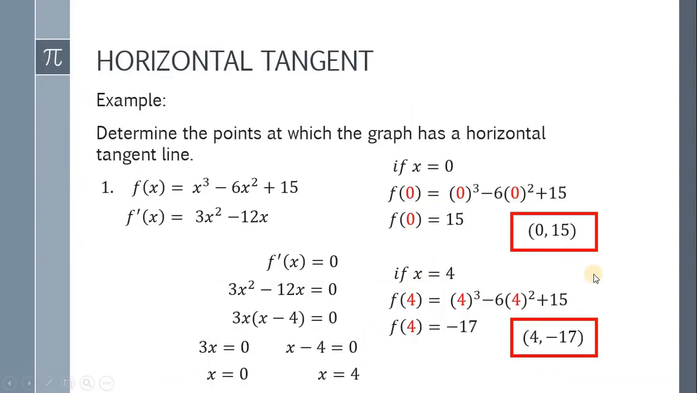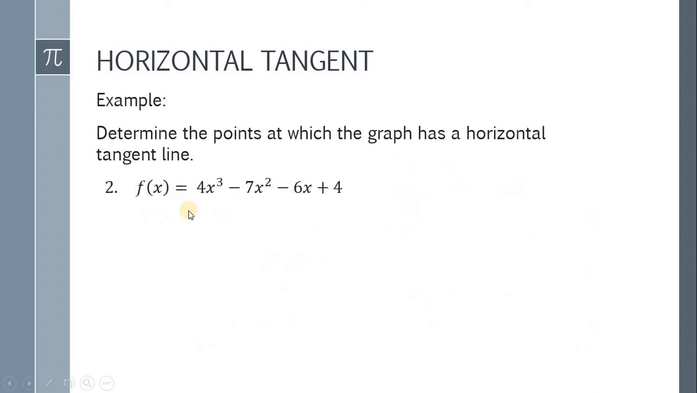Let's have the solution for example number 2. We have f of x is equivalent to 4x cubed minus 7x squared minus 6x plus 4. Now, yung unang kailangan gawin is to find the derivative. So, we have f prime of x is equivalent to derivative ng 4x cubed is equal to 12x squared minus the derivative of 7x squared or simply 14x minus the derivative of 6x or simply 6, and then plus the derivative ng constant. Again, derivative ng constant is always equal to 0.